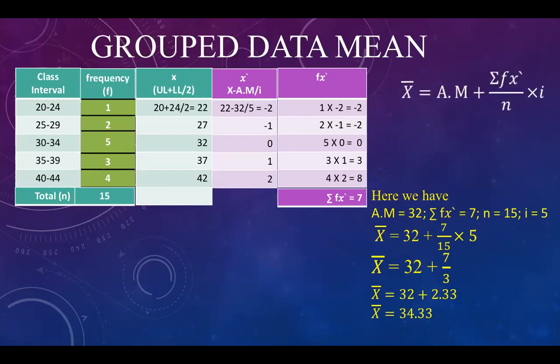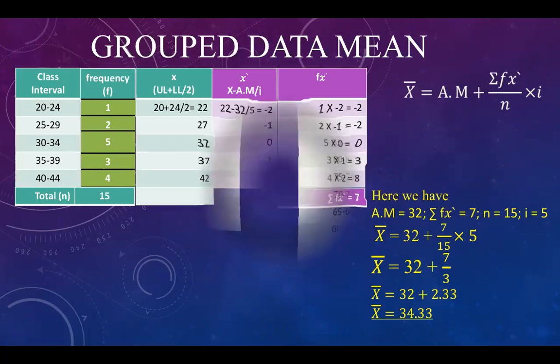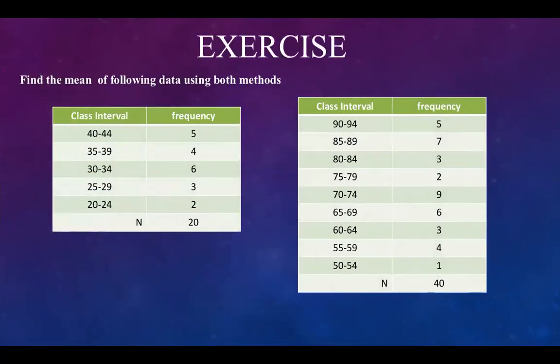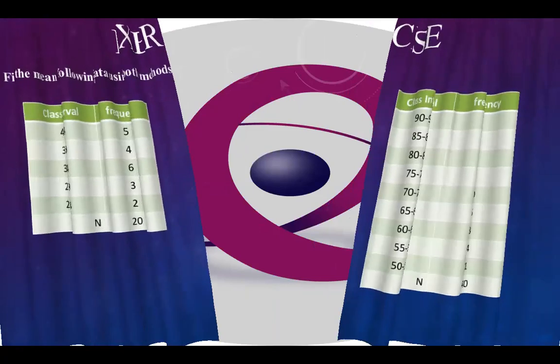For you, I hope you have got this, and for this I have kept an exercise. Find the mean of the following grouped data using both methods, that means the shortcut method and the long cut method, and give me your answers in the comments section. I hope you have got this.